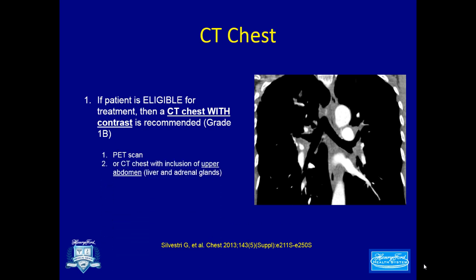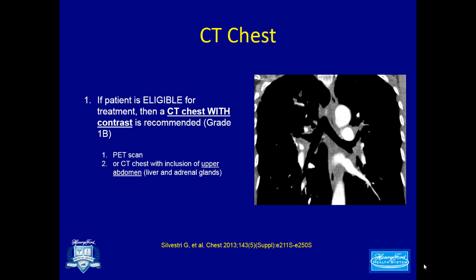They also mentioned that if a PET scan cannot be done, then a CT of the chest including the upper abdomen to evaluate for adrenal gland and liver metastasis. That's pretty much what we should do when we have a patient with a suspicious lung cancer.